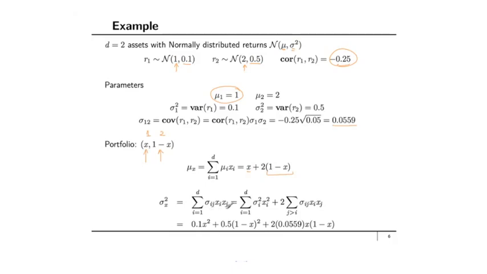The formula is the sum of sigma ij xi xj, summed from i equals 1 through d, which can be equivalently written as the sum of i going from 1 through d of sigma i squared xi squared plus 2 times the sum over j greater than i of sigma ij xi xj. Plugging it in, 0.1, which is the variance of the first asset, times the investment in the first asset squared, 0.5, which is the variance of the second asset, times the investment in the second asset squared, 2 times the covariance between the two assets, which was just computed here, times the investment in the first asset and the investment in the second asset. This exact thing can be generalized to multiple assets, and that is what we'll do in later modules.